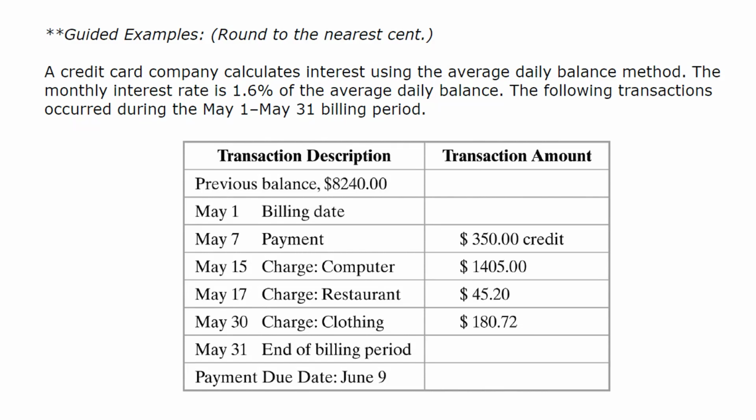May 1st is the billing date. May 7th, we made a payment of $350. So there was a credit to the account. On May 15th, May 17th, and May 30th, we charged the credit card. We purchased a computer, we ate at a restaurant, and we purchased some clothes. And then May 31st is the end of the billing period, and our payment due date is June 9th.